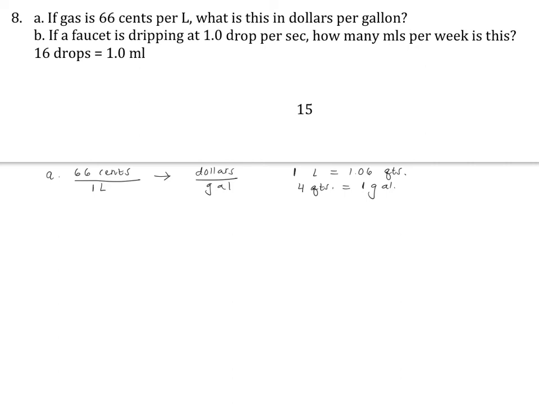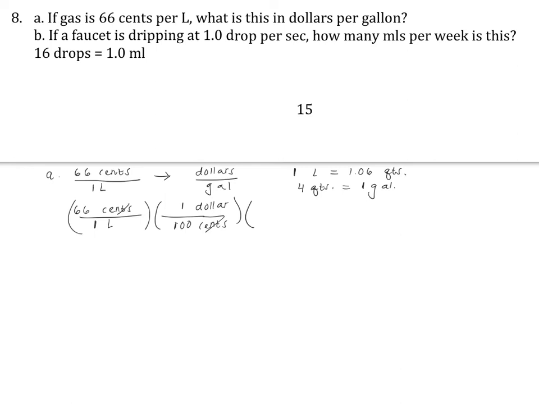Okay, so again, we're going to start off with what's given, which is the 66 cents per 1 liter. And what's different about this versus other conversion factor problems is we're going to convert the numerator and the denominator. You can start with either one first. I'm going to go ahead and start with the numerator first. I want to convert the numerator to dollars. I know that there's 100 cents in $1. So your cents cancels out and you're left with dollars in the numerator, which is our desired unit.